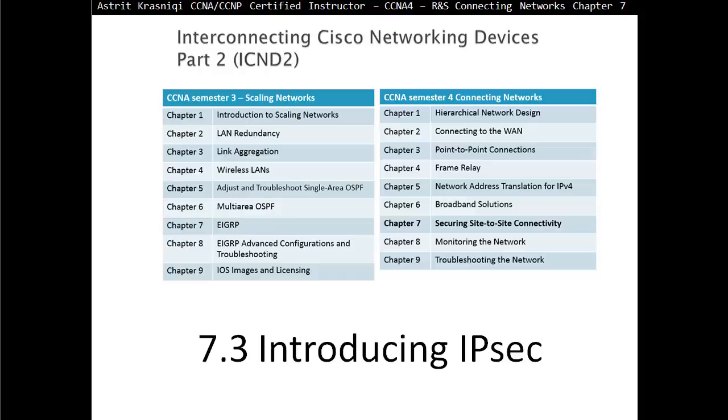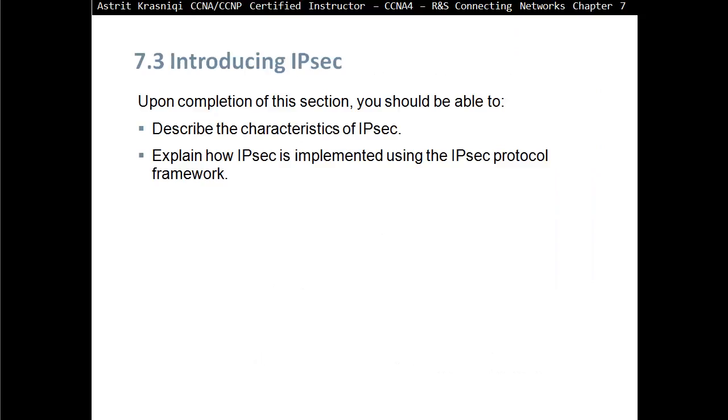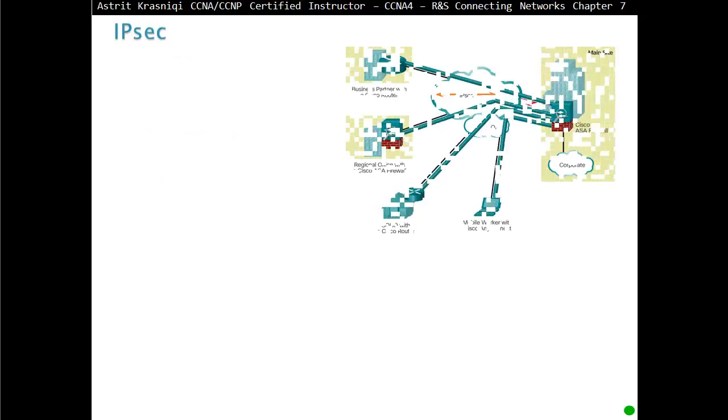In this video, we are covering CCNA Semester 4, Routing and Switching, Connecting Networks. This is Chapter 7 and Section 7.3, Introducing IPsec. Upon completion of this section, you should be able to describe the characteristics of IPsec, and explain how IPsec, or Internet Protocol Security, is implemented using the IPsec protocol framework.